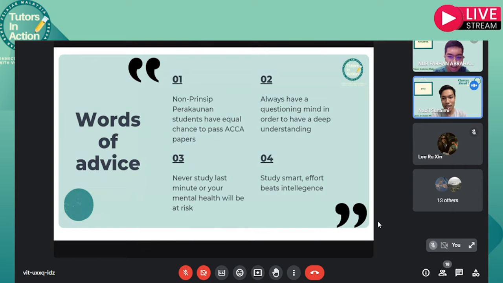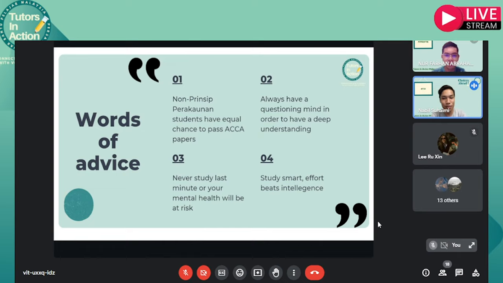So you have to find your own ways of improving your communication skills, such as joining clubs or societies, or maybe tutors in action, who knows. And the next one is you never study last minute lah. This is for me also, because if you procrastinate in life, everything will be hard for you and you will get mental health problems later. The next one is study smart, because effort beats intelligence.